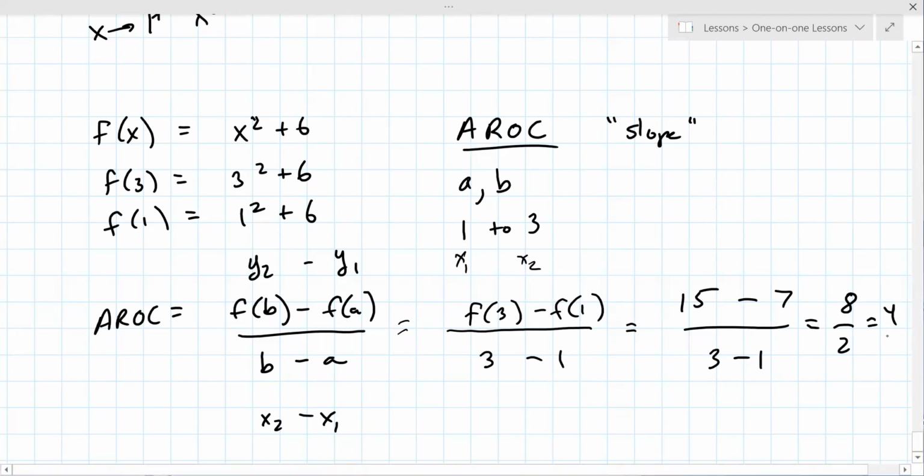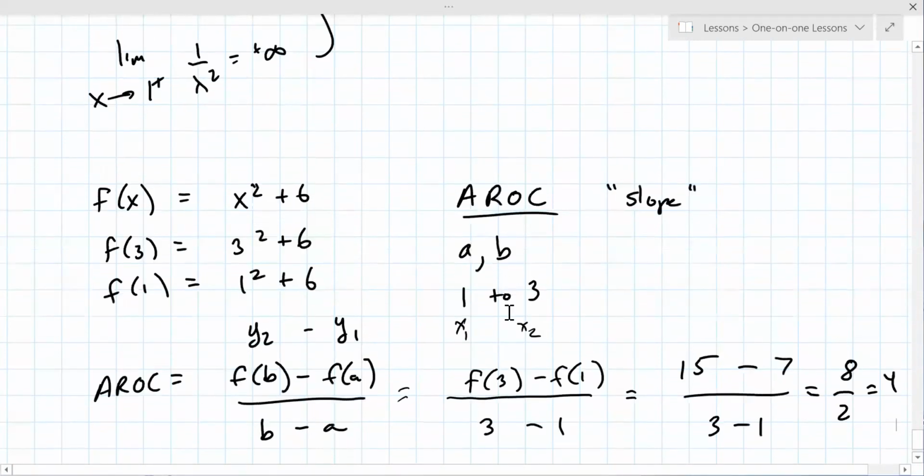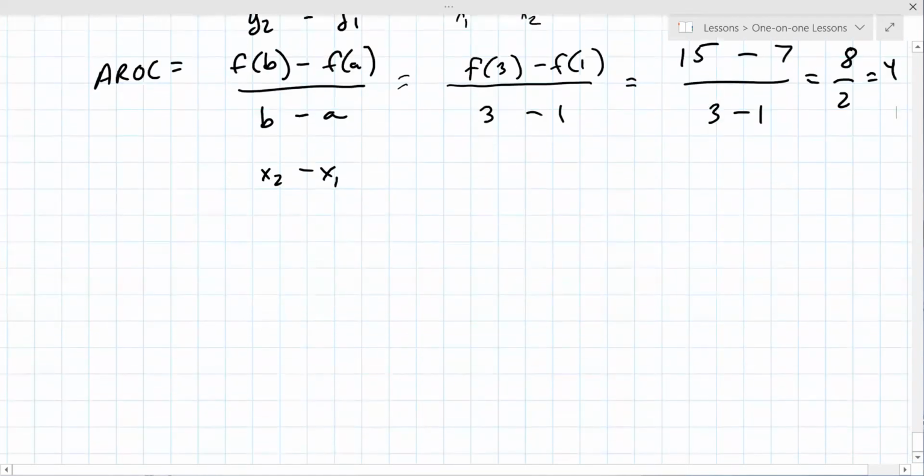Okay. Now, to find the instantaneous rate of change, we have to know which value we're doing it at. It's probably at 3. So we'll say the instantaneous rate of change at x equals 3. We're essentially trying to find f prime of 3. So that's f prime of a.